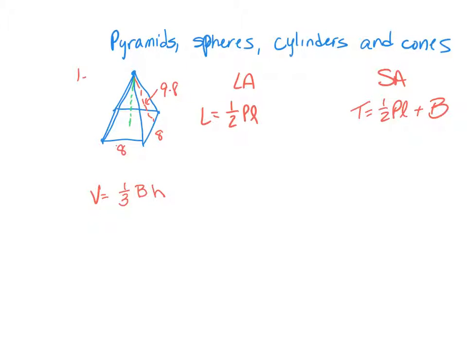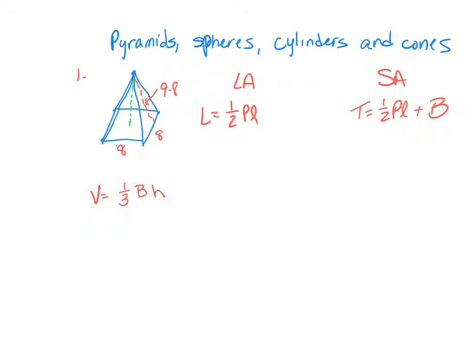So if we draw a line from the top all the way to the middle of the square, that's the height of the pyramid. Everybody do that. Draw a dotted line from the top to the bottom, because we're going to go ahead and find that height so that we don't have to find it later. This is the hardest thing about this, is finding this height.